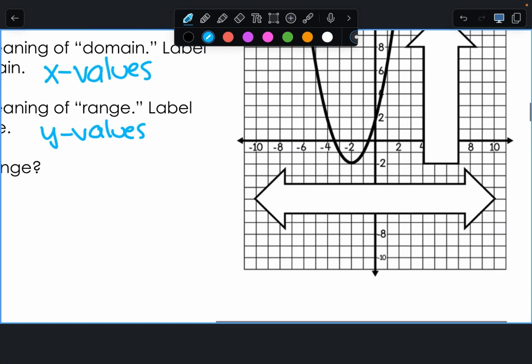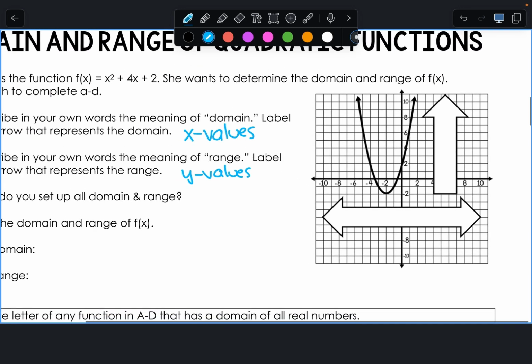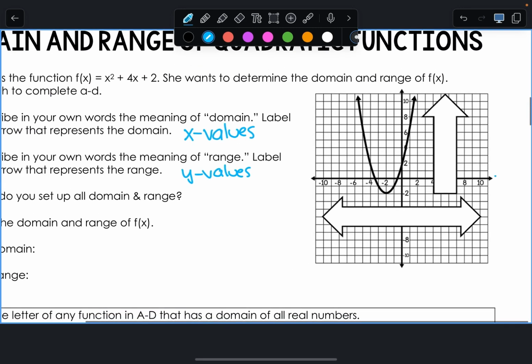So domain tells you how far to the left, how far to the right, because that's where your X-axis is. Your X-axis goes left and right. So this is your domain. Range goes with the Y-axis. So it's asking how high does that graph go? How low does the graph go?